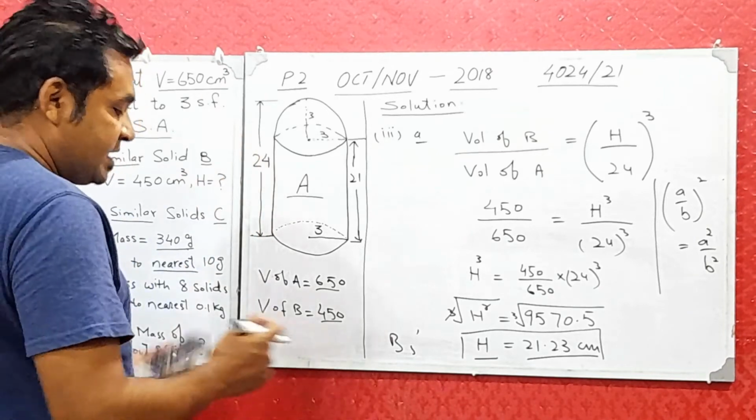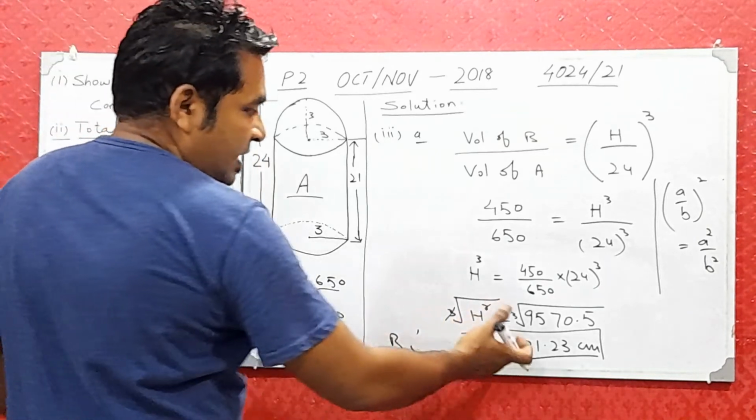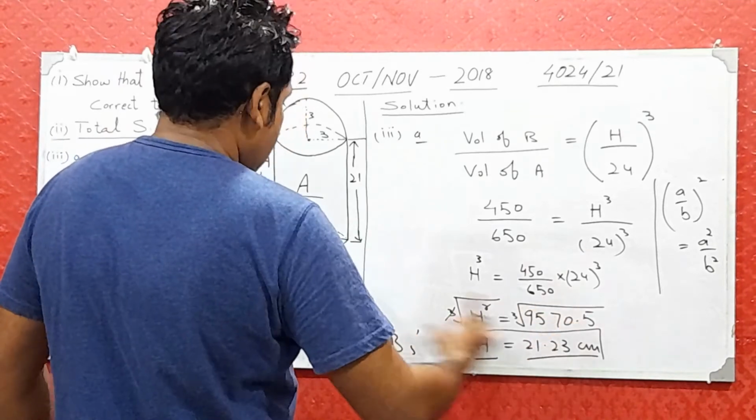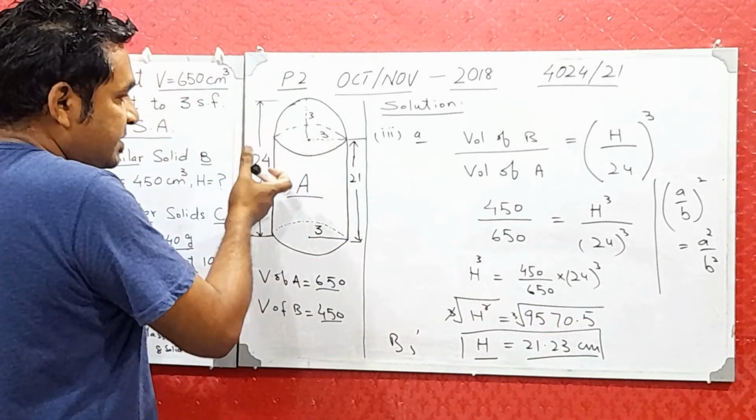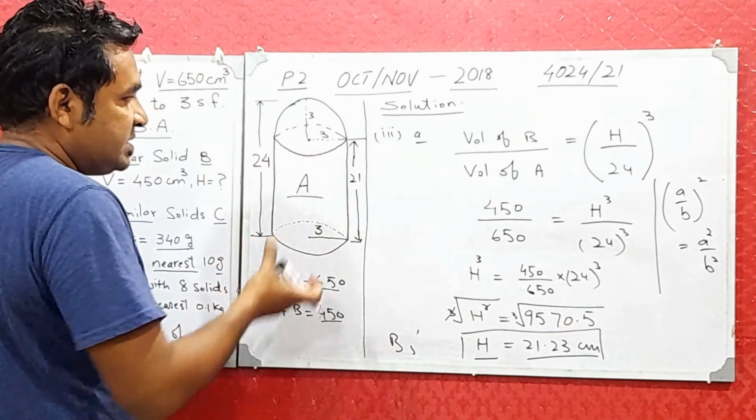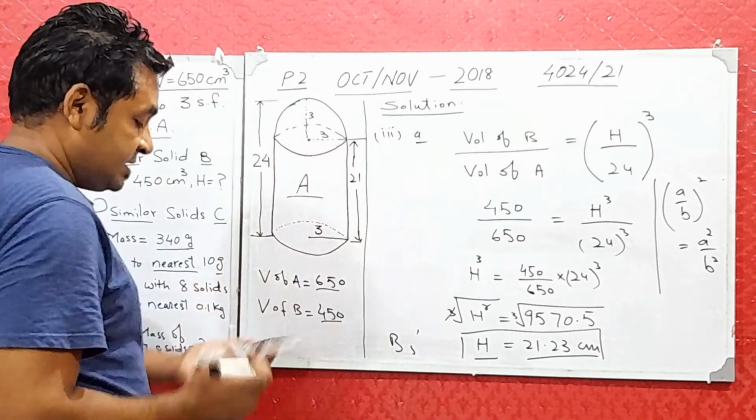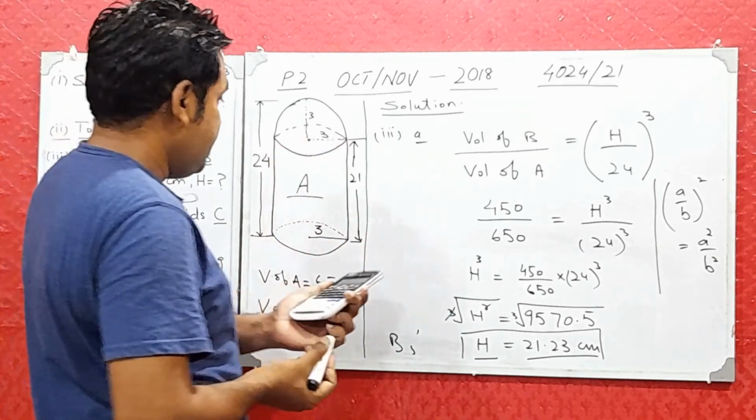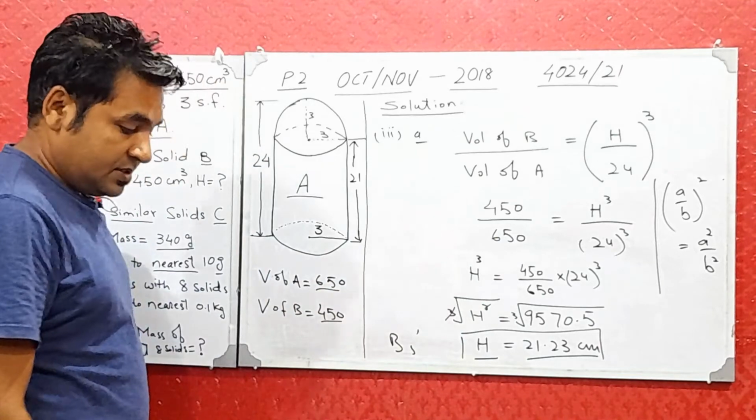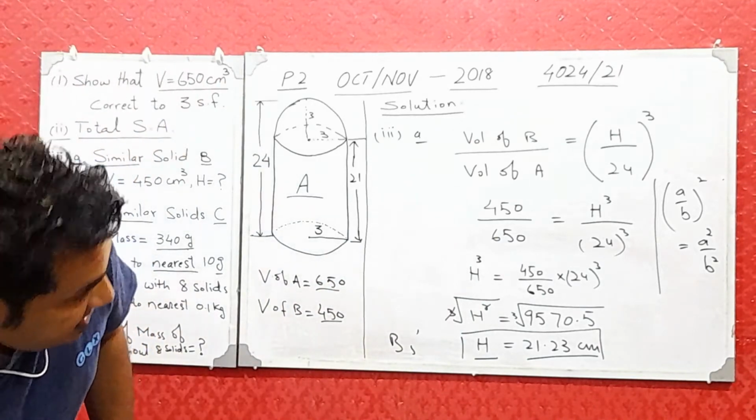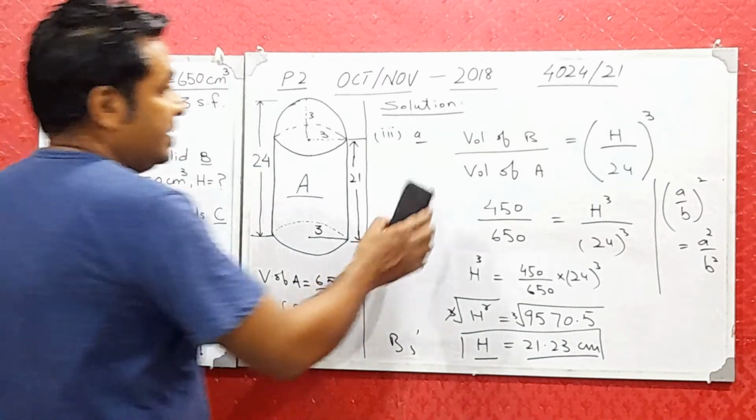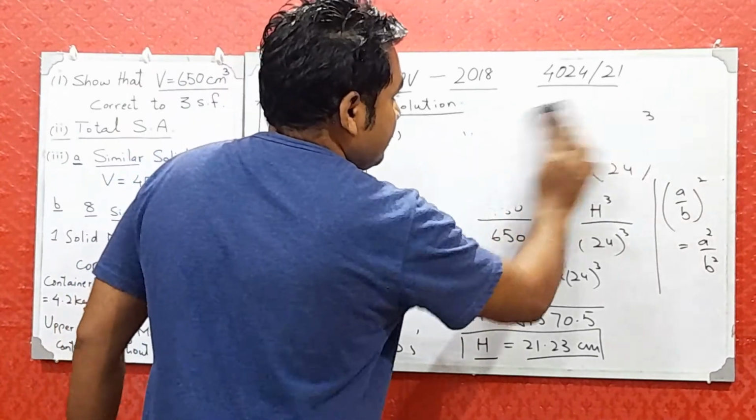This is also very important. If you are getting the height of B greater than the height of A, how is it possible? Because it is smaller in size, how can its height be greater than solid A? That means you have made a mistake. Now let's move towards the last part of this question.